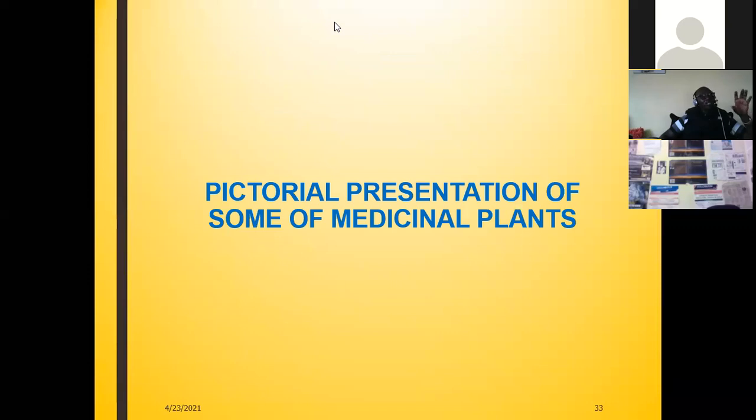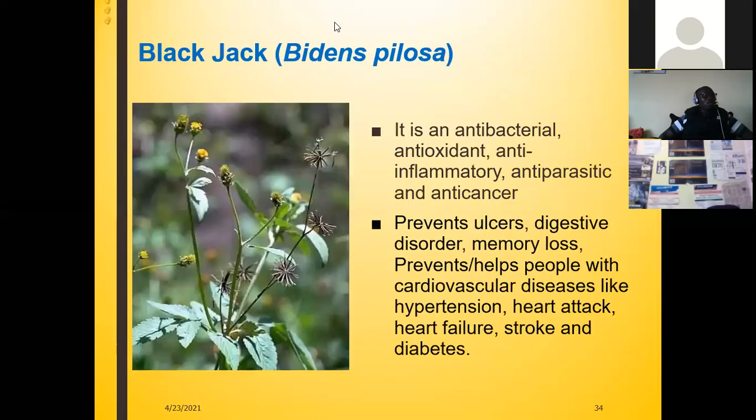Now, as I said earlier that I was avoiding the hard chemistry part, I have here a number of pictorial presentations of some of the medicinal plants that we interact with every day. The first medicinal plant here that perhaps most of you didn't know is medicinal is blackjack. Blackjack is a weed that we meet every day, but it is of high medicinal value. For example, it is antibacterial, antioxidant, anti-inflammatory, anti-parasitic, and anti-cancer. This is because it is rich in a number of bioactive compounds that help in the management of ulcers, digestive disorder, memory loss, and so on and so forth.